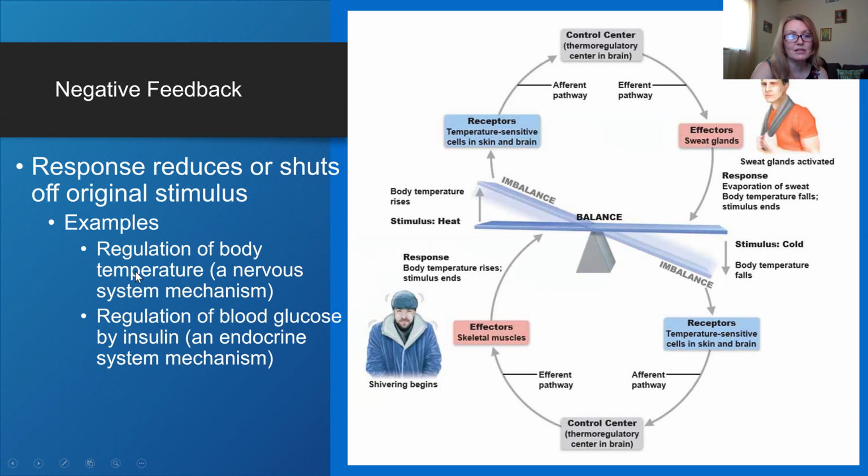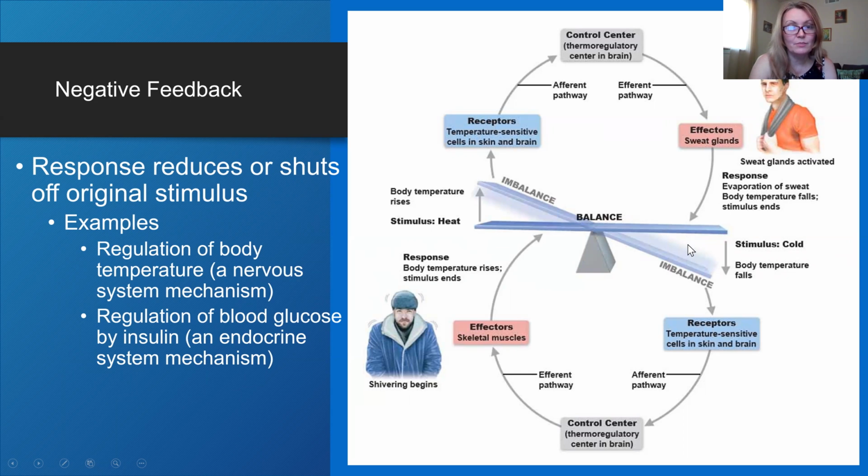Here, examples are regulation of body temperature. This is a nervous system mechanism. That means that the control center will be your nervous system. Or regulation of blood glucose level by insulin. It's an endocrine system mechanism. That means that the control center is going to be your pancreas, your endocrine gland. So here's a very commonly used example of negative feedback, body temperature, right?